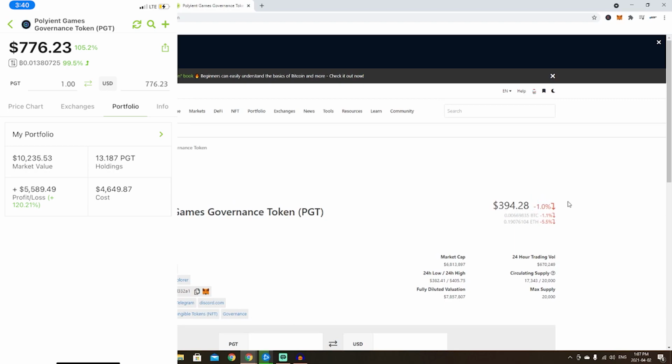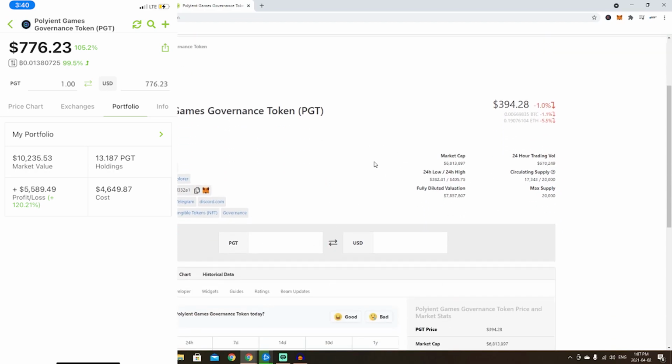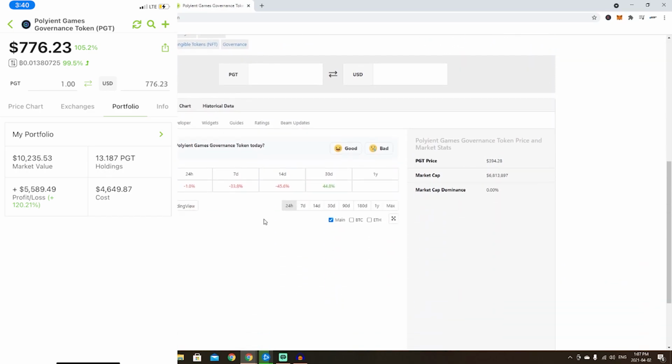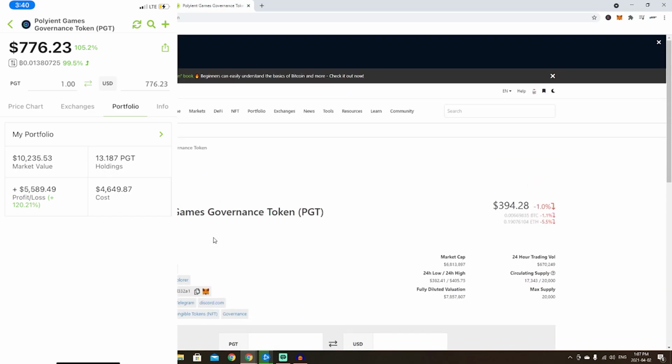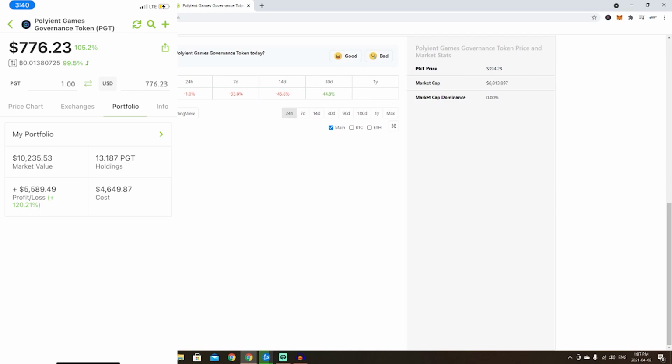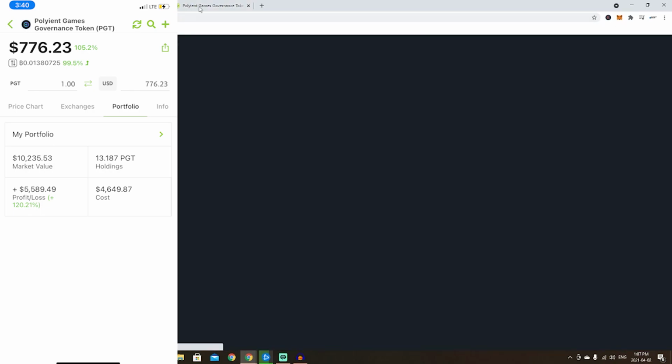I don't want to go too much into that, but I got in roughly around the $380 mark. And then I'm going to see if it shows the chart. The chart's not even loading here. Yeah, nothing wants to load. They have their own exchange though, the Polygon Dex governance token. And they're basically an NFT.